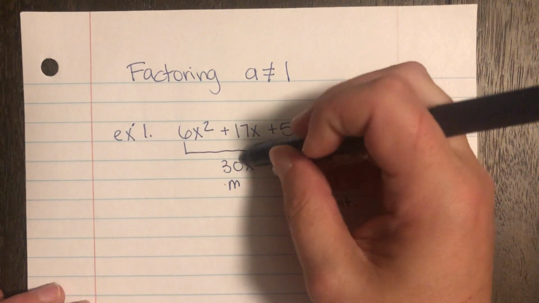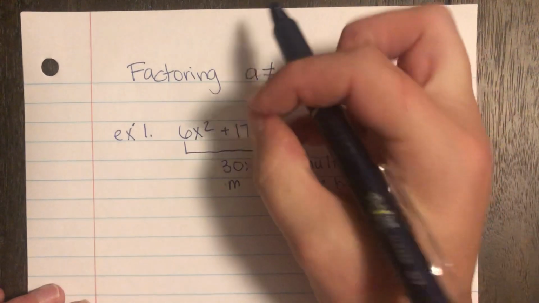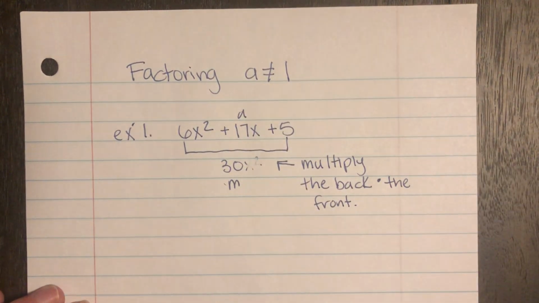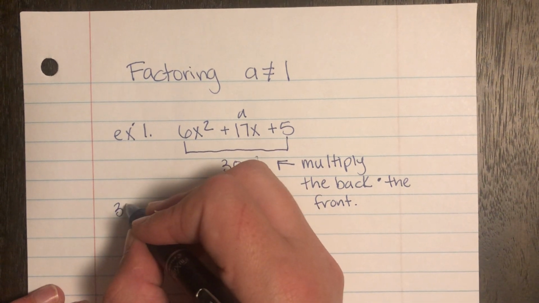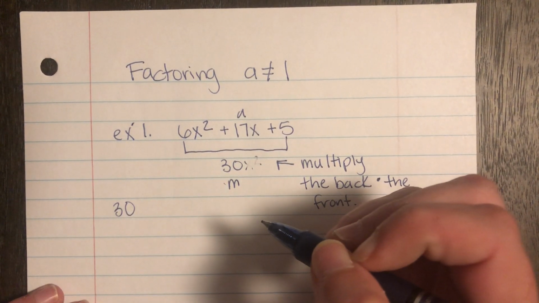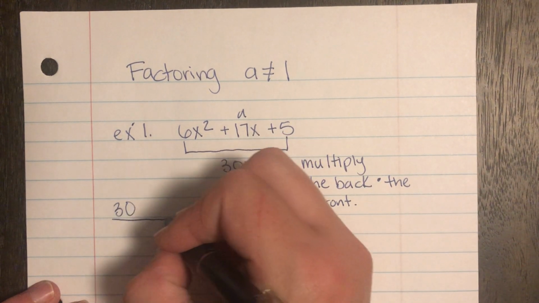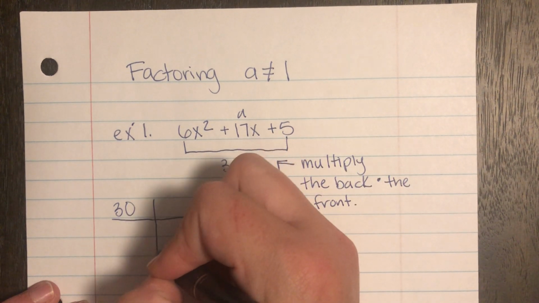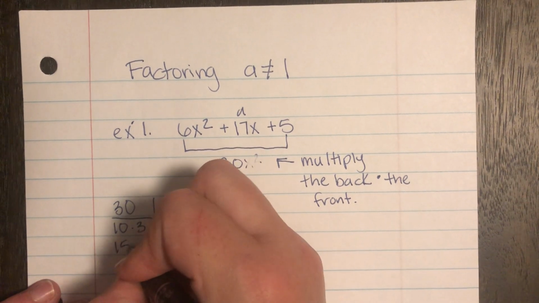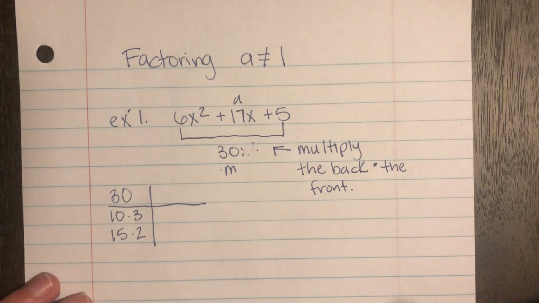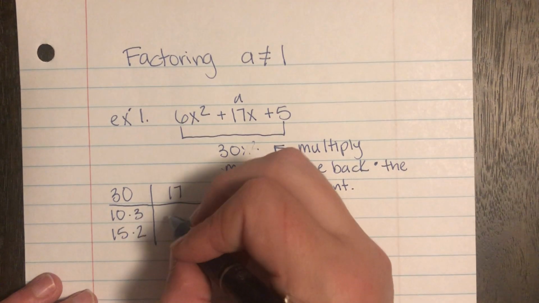And oh, let me not do the x squared. Sorry, so it doesn't confuse you. Multiples of 30, but can add to give me 17x. All right, so let's start off with, again, multiples of 30. So we're just going to do 10 and 3 and 15 and 2. And you may have already beat me to the punch and already know which one's going to end up being 17. But I'm going to solve it as if I didn't know.